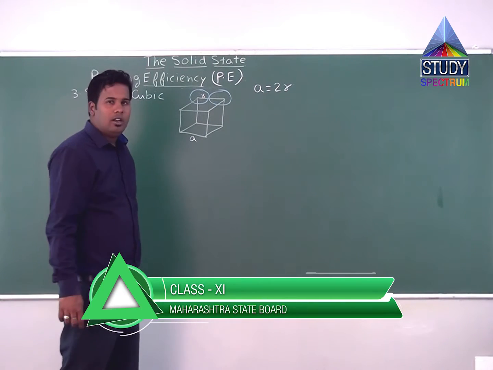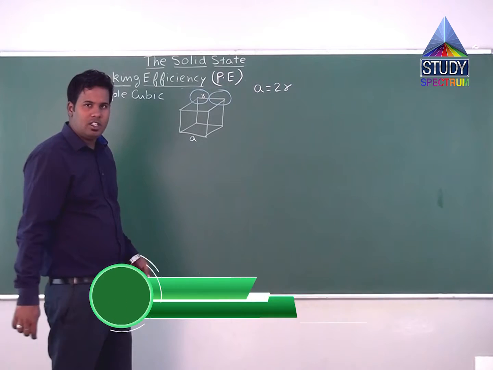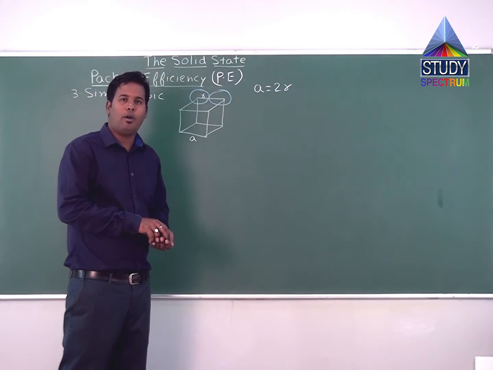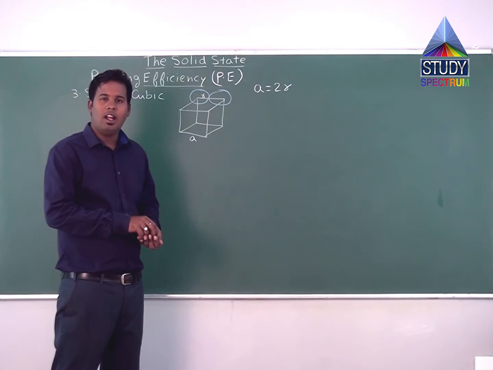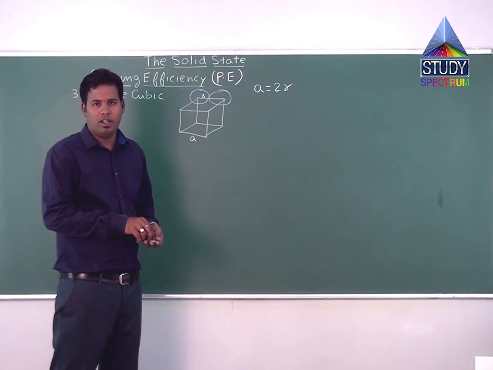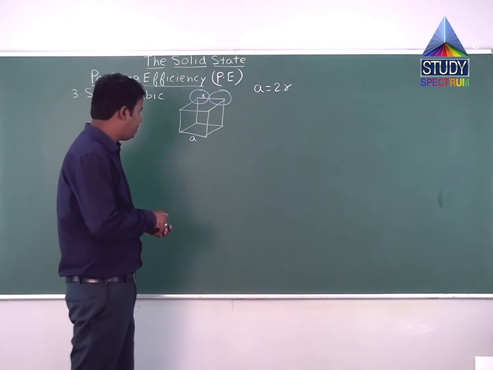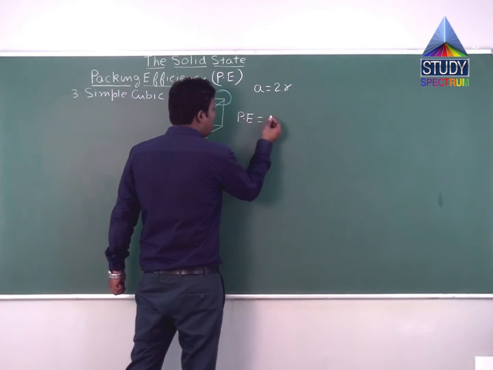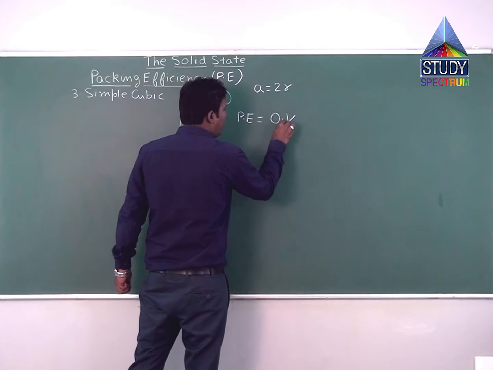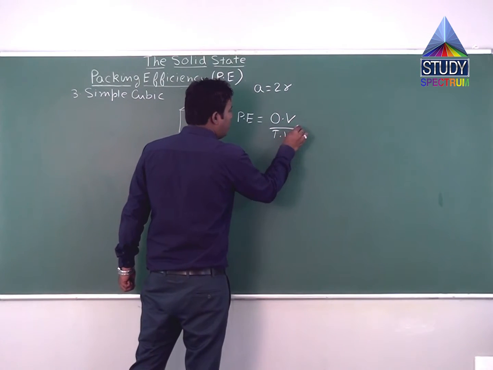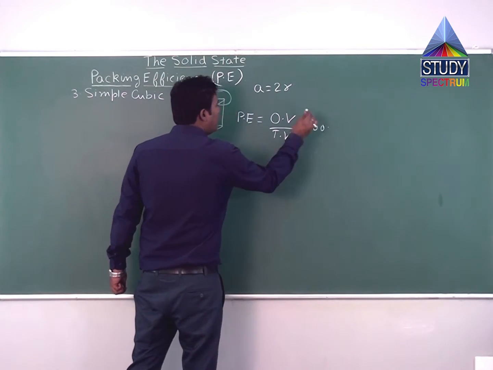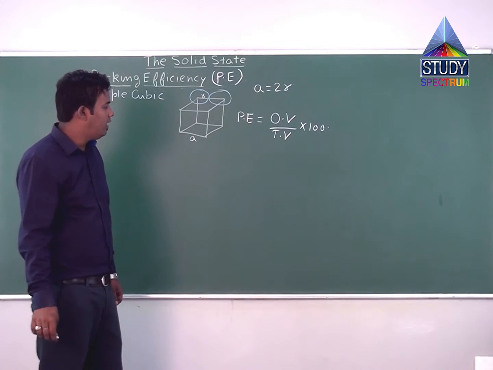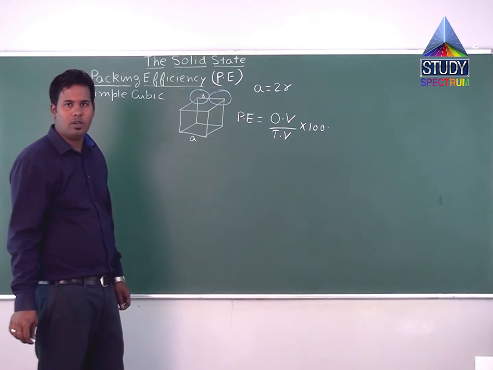Now if we want to calculate the packing efficiency, as we have seen, packing efficiency is nothing but the occupied volume of spheres inside this unit cell divided by the total volume of this unit cell into 100, correct? So packing efficiency is occupied volume OV upon total volume TV into 100. O.V. is the occupied volume of spheres inside this unit cell. T.V. is the total volume of this unit cell.